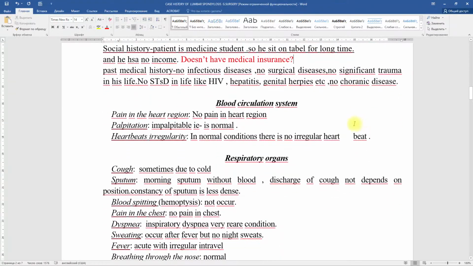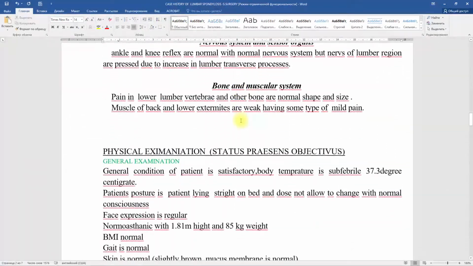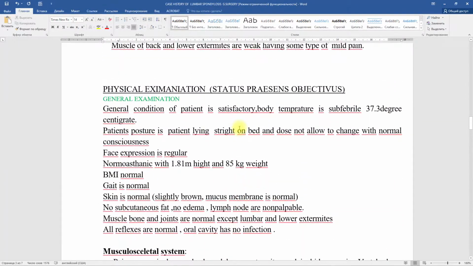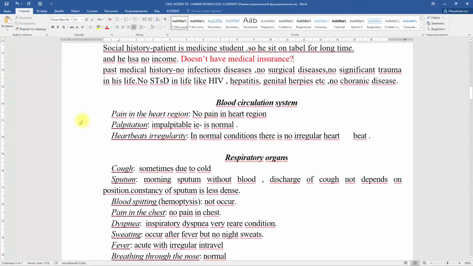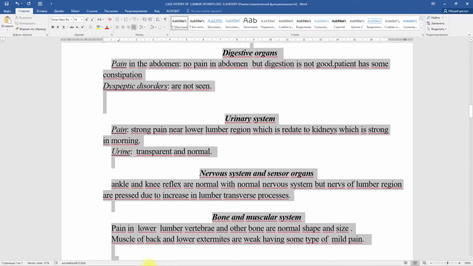Okay, next, after this, you go to physical examination part. So we've talked once again that this is not from here.